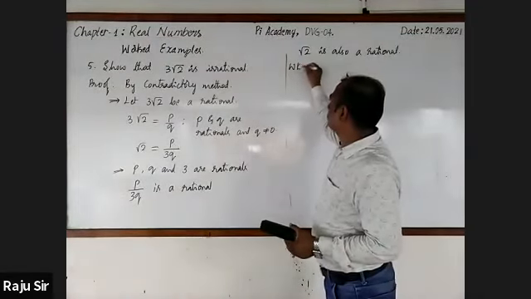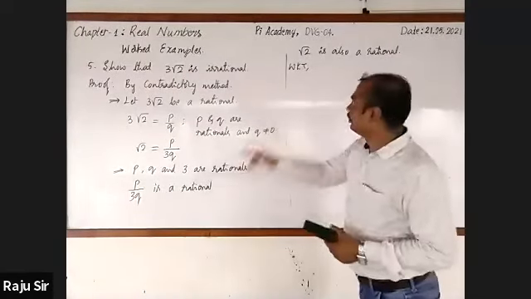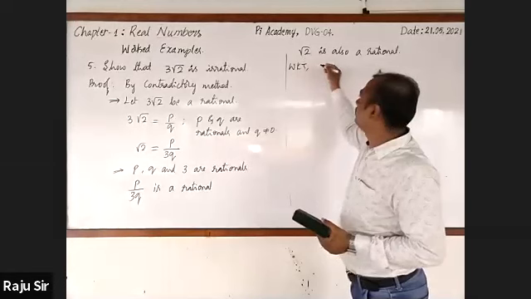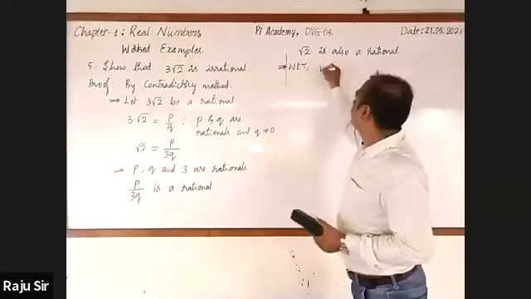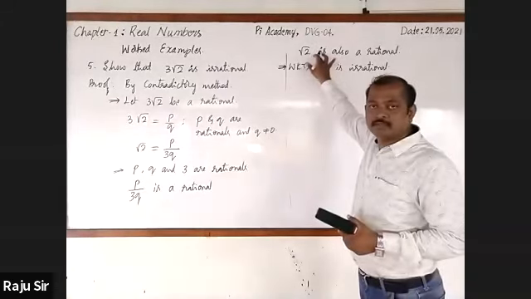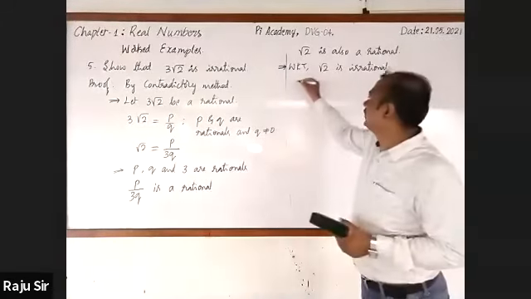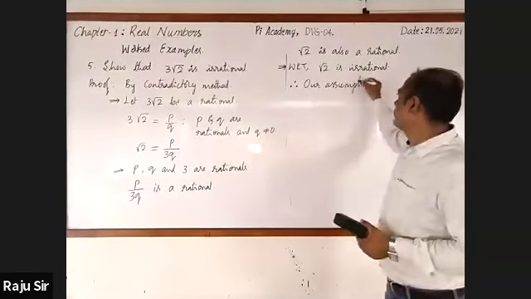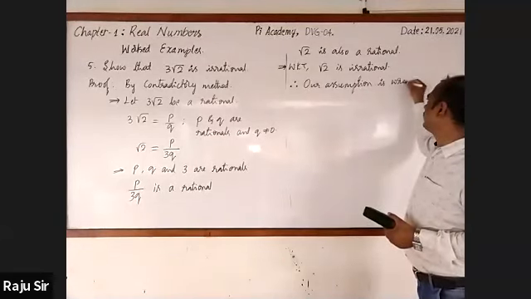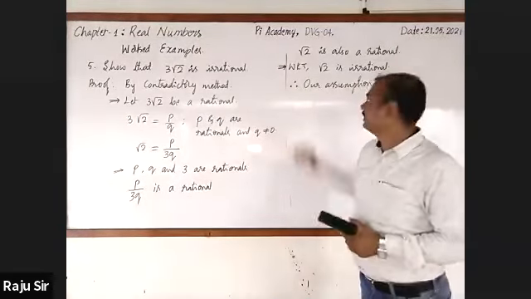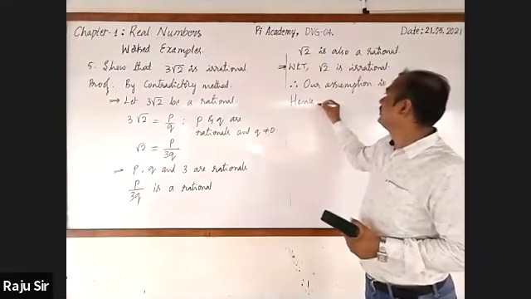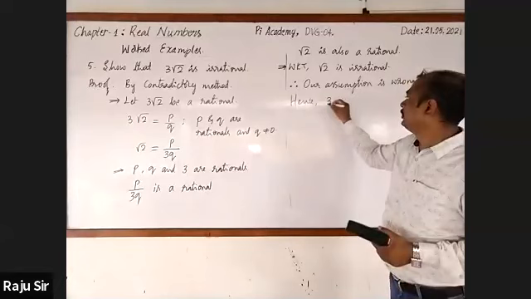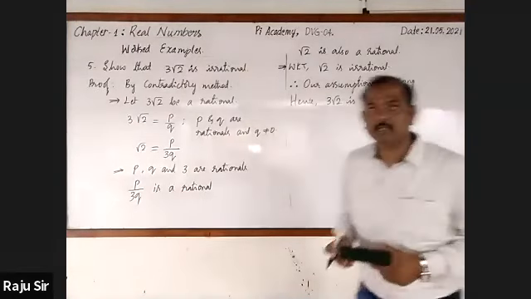Then we all know that root 2 is an irrational number. We know that root 2 is irrational. As it is irrational, our assumption will be wrong. Therefore, our assumption is wrong. Hence 3 into root 2 is irrational.